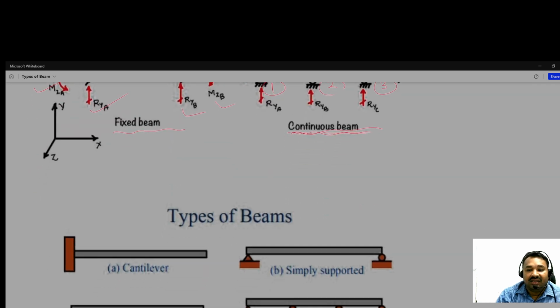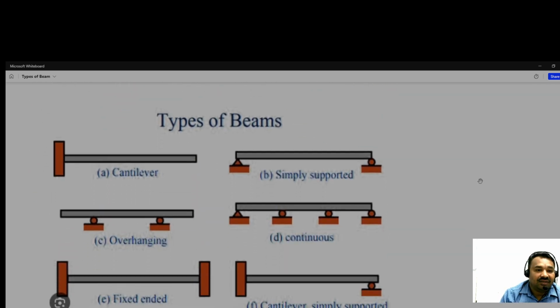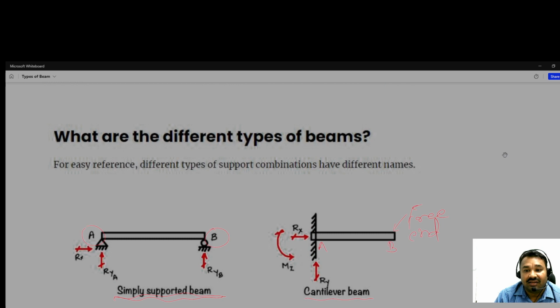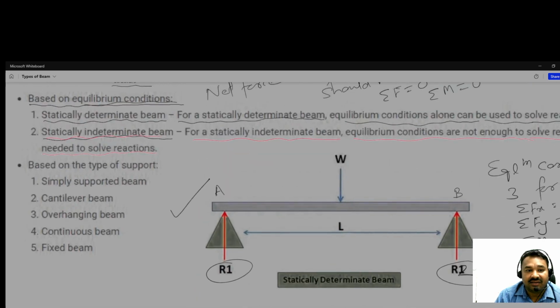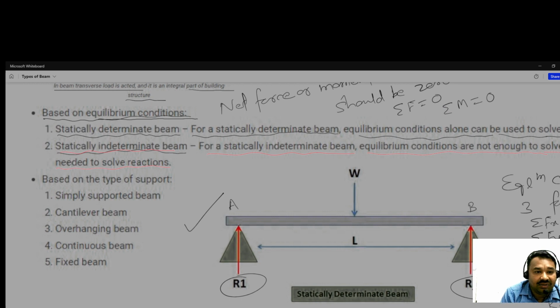Types of beams. The cantilever beam, simply supported beam. Okay, one thing I'm forgetting. We have classified the beam based on equilibrium conditions. Okay, now what about based on the type of support? So first one, the simply supported beam, then second one, the cantilever beam, third one, overhanging beam, fourth one, the continuous beam, fifth one, the fixed beam.